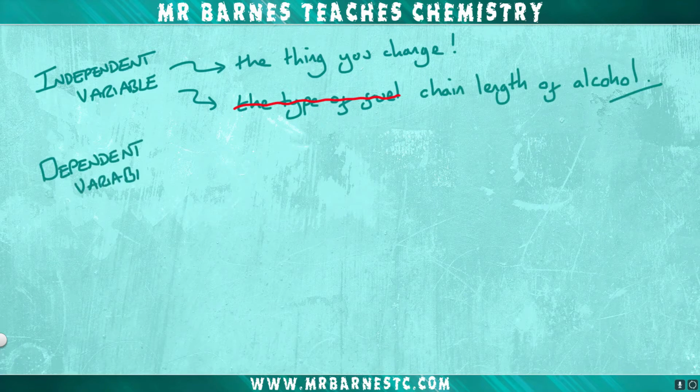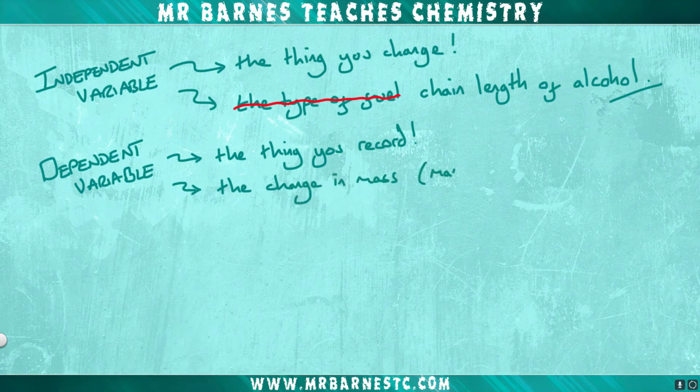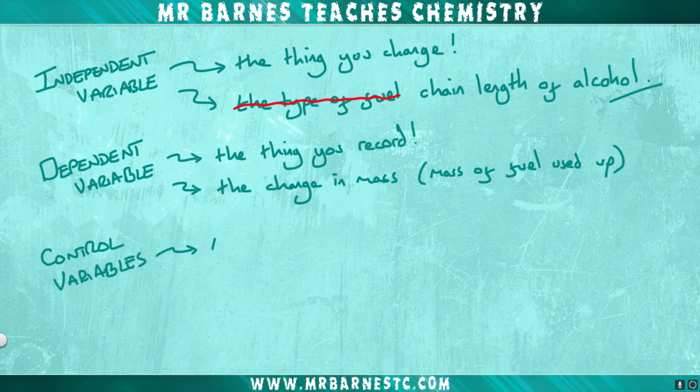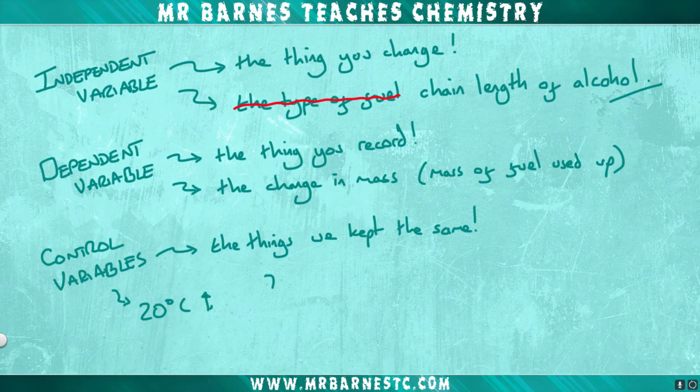The dependent variable, that's the thing that we recorded down, was the change in mass, so the mass of fuel used up. The control variables are the things that we kept the same, such as the temperature rise of 20 degrees C each time, the volume of water, which was 100 centimeters cubed every time. The distance between the wick and the conical flask should also have been kept the same each time as well.